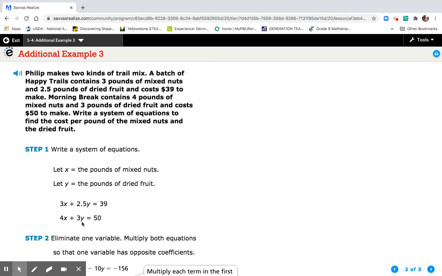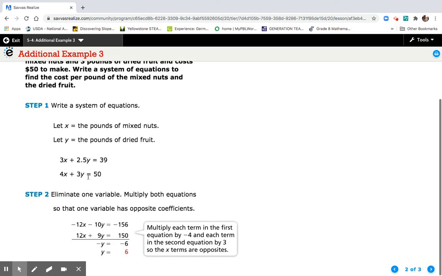We have to eliminate one of the variables. And once again, we're going to multiply so that our coefficients would be the same, and we can cancel one of those variables. So we multiply each term in the first equation by -4, and each term in the second equation by 3, so the x terms are opposites. Now you can see that the x terms both have a coefficient of 12. We multiplied this top equation by 4.